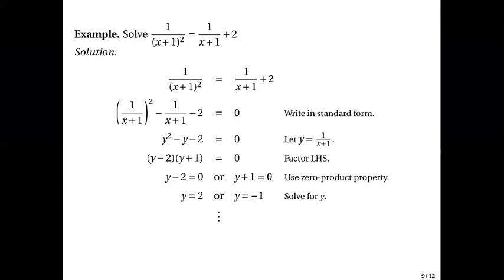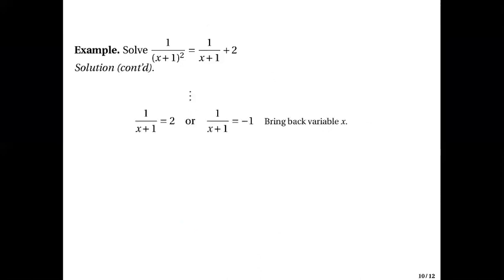And then you bring back the variable x. So you have 1 over x plus 1 equals 2, or 1 over x plus 1 equals negative 1. So it's in here. And then we solve for x.